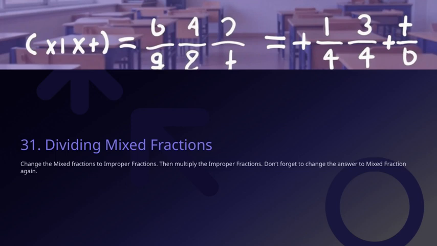Once you have your improper fractions, you multiply them together. This involves multiplying the numerators together and the denominators together. After you get your answer, don't forget to convert it back into a mixed fraction. This step is important because it makes your final answer easier to understand and compare. Overall, the key is to follow these steps carefully to ensure accuracy when dividing mixed fractions.